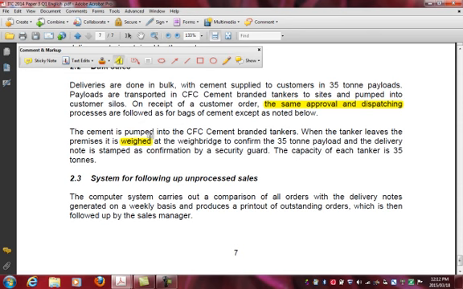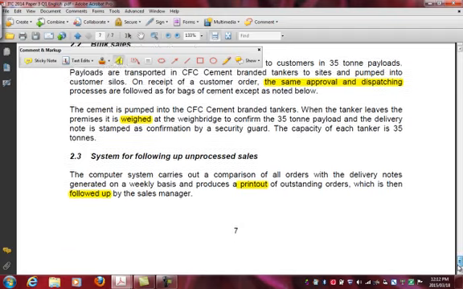There's a system for following up on unprocessed sales. The computer system carries out a comparison of all orders with the delivery notes generated on a weekly basis and produces a printout of outstanding orders, which is then followed up by the sales manager. Okay. So we have a printout and it is followed up.